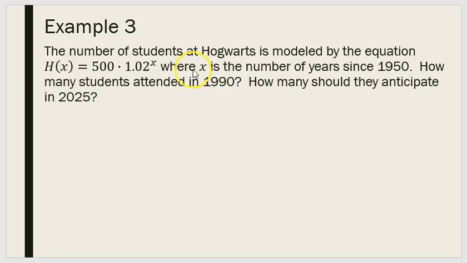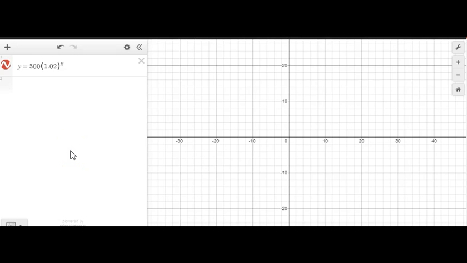We're going to draw the graph for this population model right here. And then that means we're going to be looking at an x value of 40, because this is 40 years from the starting year. So here is Desmos graphing calculator.